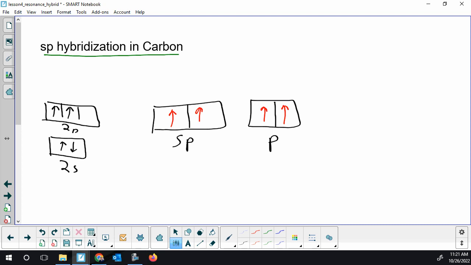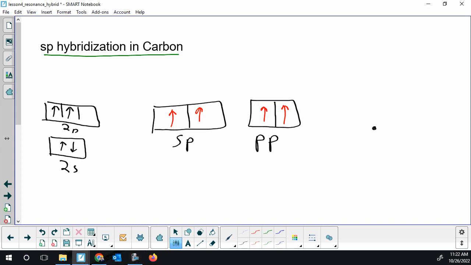Now we only have two orbitals to spread out in three-dimensional space. So what bond angle? We're going to put two things in three-dimensional space as far apart from each other as possible. So it's going to be 180. We've got two things in three-dimensional space, so we're going to have a 180 bond angle.